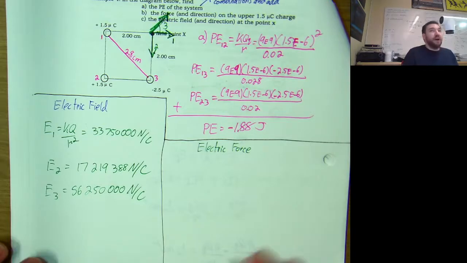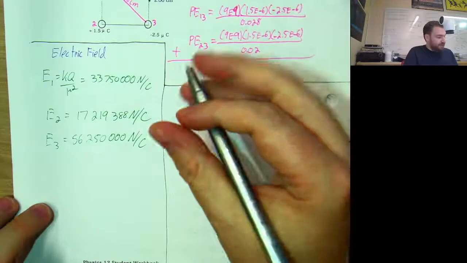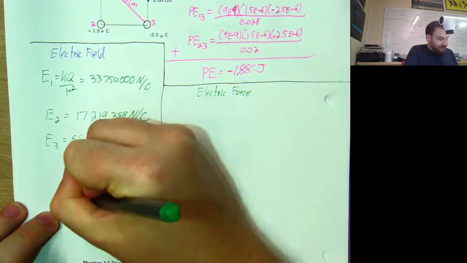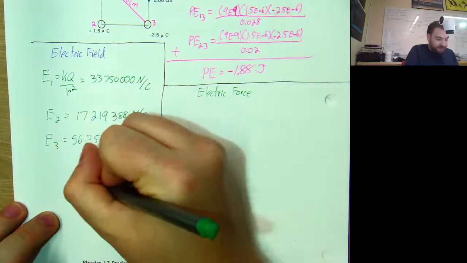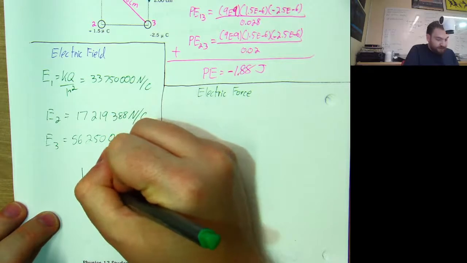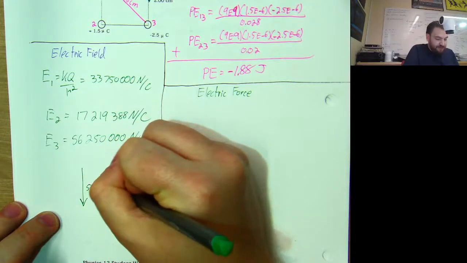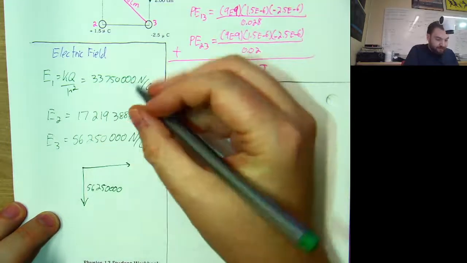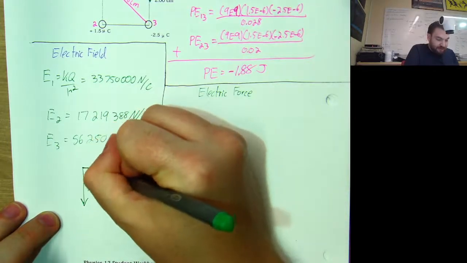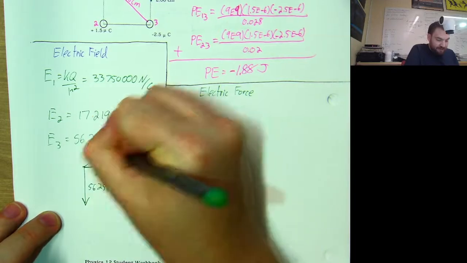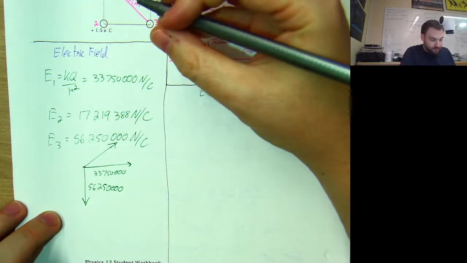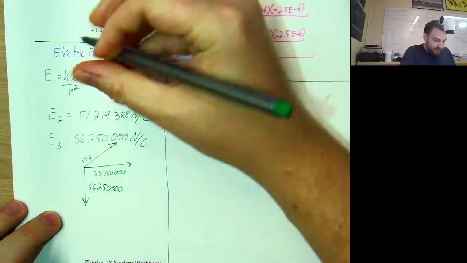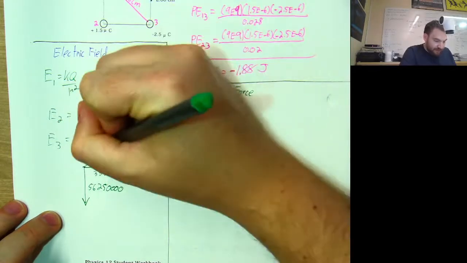So then I can redraw it down here just to make our lives a little bit easier. I've got this guy going downwards, 56,250,000. I've got this guy going to the right, 33,750,000. And I've got this guy going this way, 17,219,388.